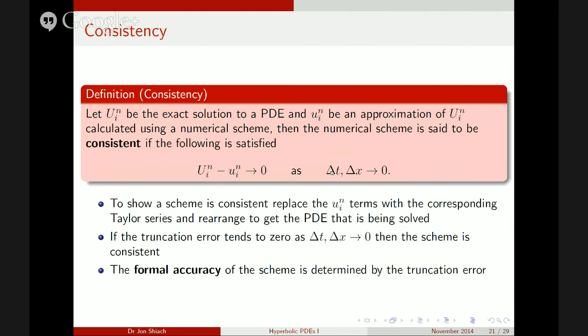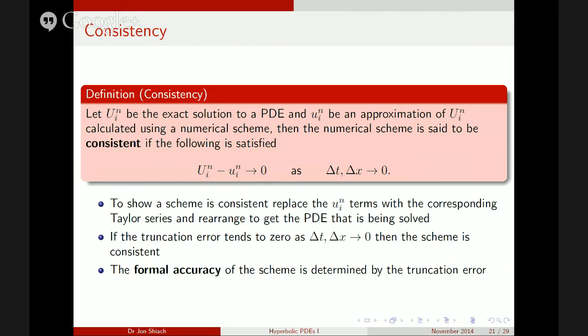How do we show that? If I was to give you a scheme and I haven't told you how I've derived it, so you don't know where it's come from, what finite differences I've used, we need a method to find out whether something is consistent. So to do that, you get your scheme and you replace the U terms with corresponding Taylor series. And you rearrange what you get so that you eventually end up with the PDE which you're trying to solve plus some other terms.